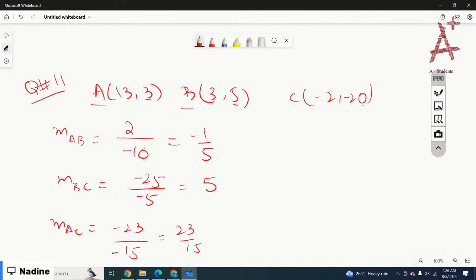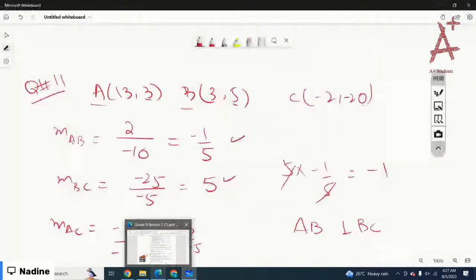Just look at the slopes of AB and BC. They are negative reciprocal to each other. You can just multiply and see. Their product equals negative 1. That means line AB is perpendicular to line BC, right? So yes, they form a right angle triangle. So the vertices A, B, and C form a right angle triangle. You can do B part by yourself, right?